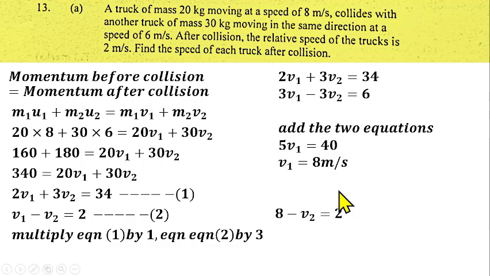Then to find our v2, put that into equation 2. So we have 8 minus v2 equals 2. So minus v2 equals 2 minus 8. That gives us v2 equal to 6 meters per second. So that's the final velocity of each of the trucks after collision.